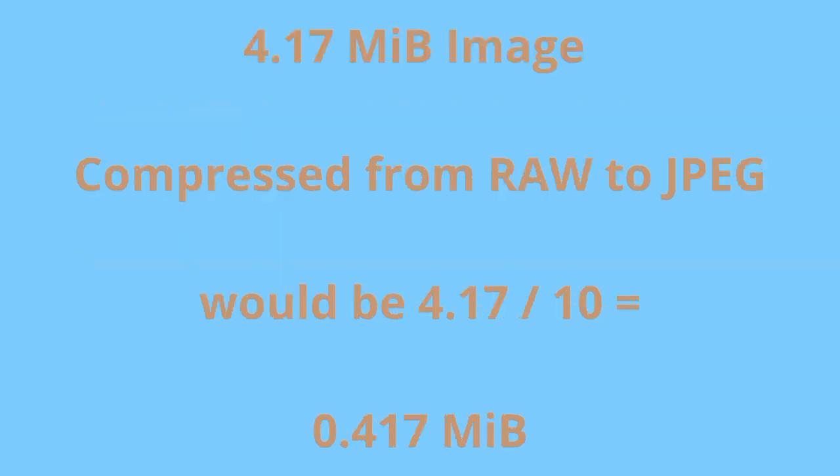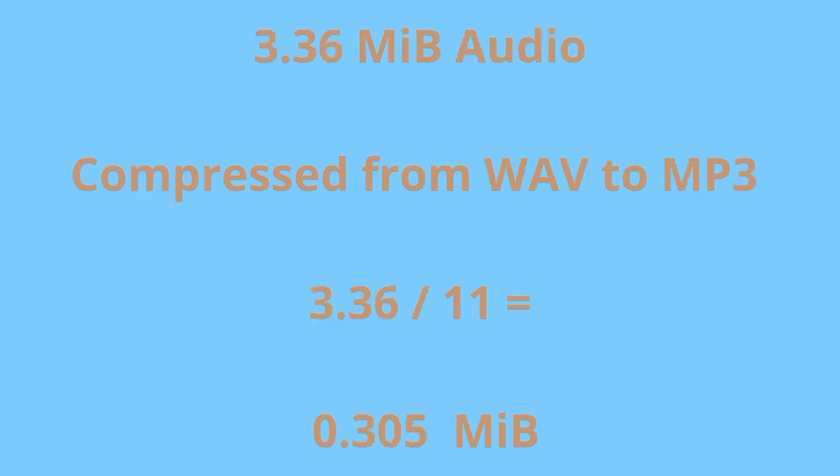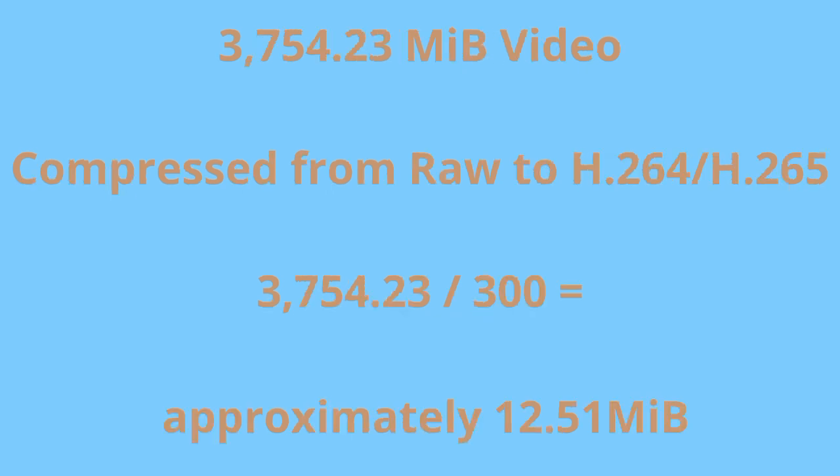The 4.17 mebibyte image compressed would be 4.17 divided by 10, which is equal to 0.417 mebibytes. The 3.36 mebibyte audio compressed would be 3.36 divided by 11, which is equal to 0.305 mebibytes. The 3,754.23 mebibyte video compressed is equal to 3,754.23 divided by 300, which is equal to 12.51 mebibytes.